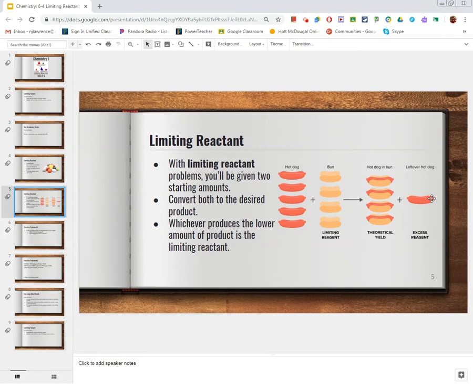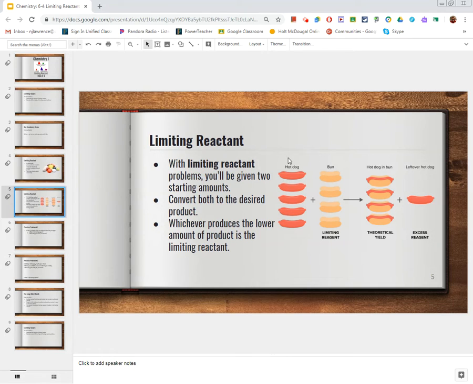This is a situation where we are not being cost effective. We spent too much money and we bought more hot dogs than we actually needed. And so here's a situation where we can identify what our limiting reactant is, or our limiting reagent. And we can also identify what our excess reactant is, or our excess reagent. So in doing these problems, all you're going to do is 2 stoichiometry problems, and you're going to predict the product from 2 starting points.